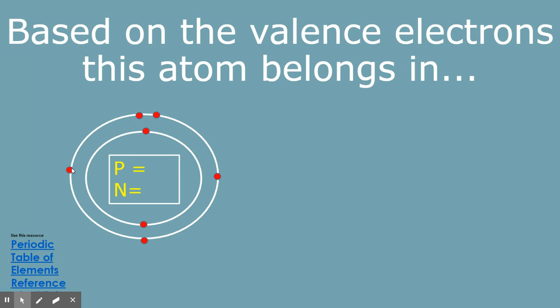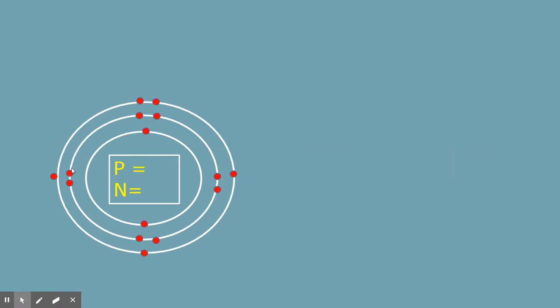Based on valence electrons, this atom belongs in... so it's looking for the group. There are 5 valence electrons, so that would put this element in group number 15.